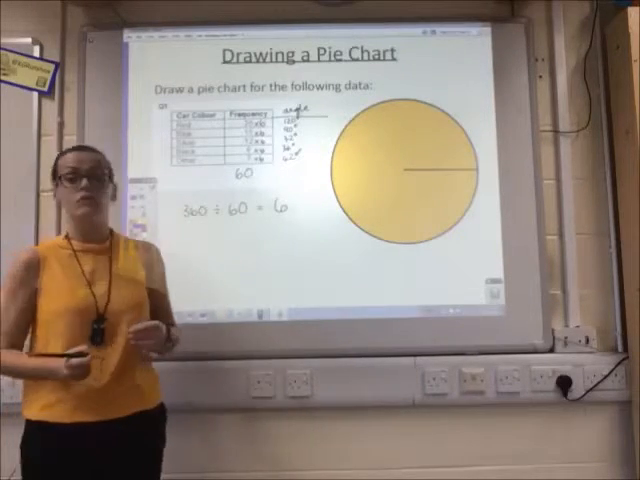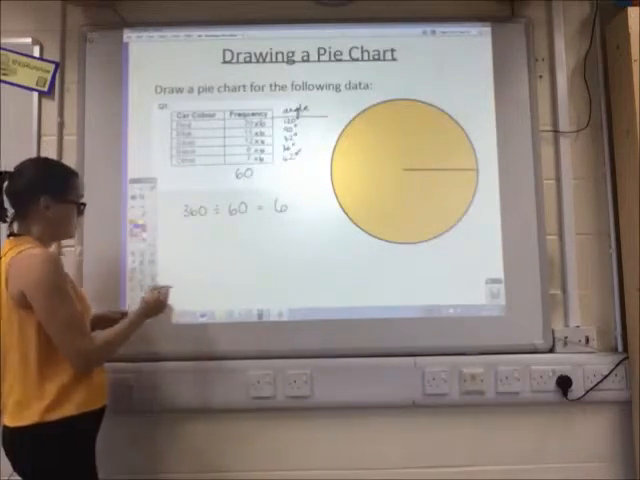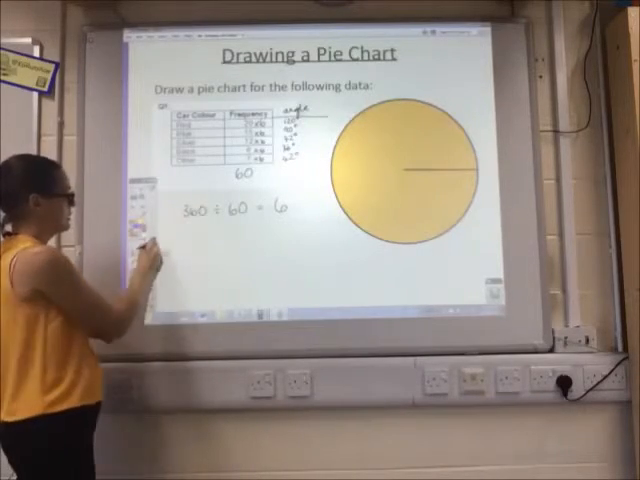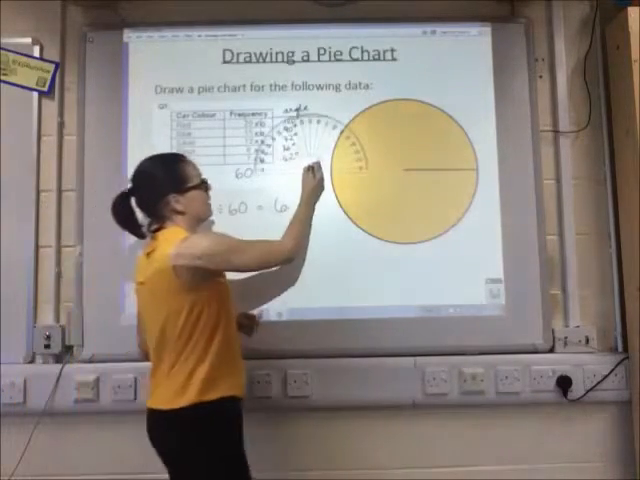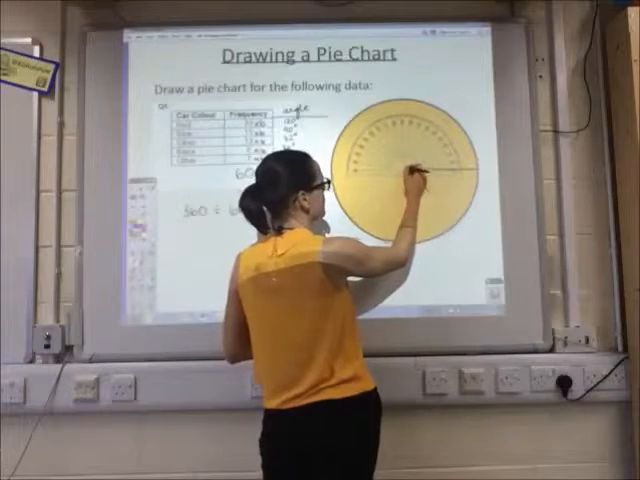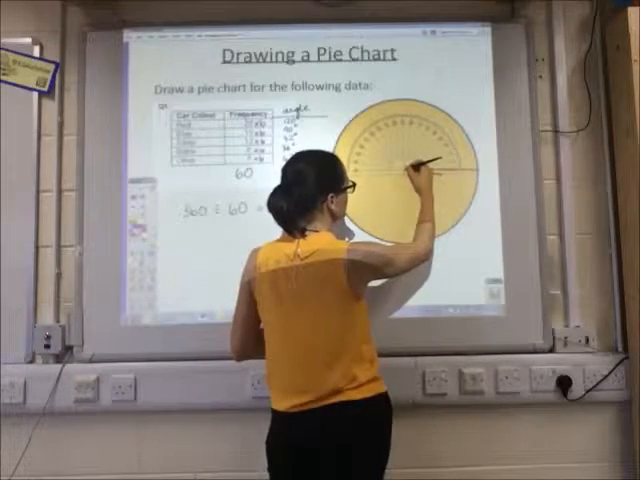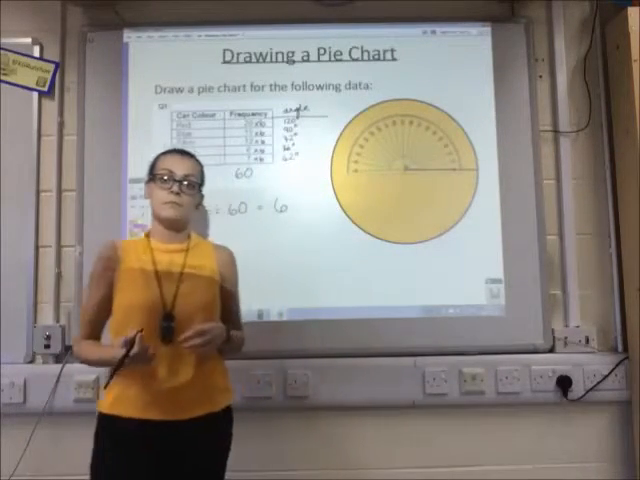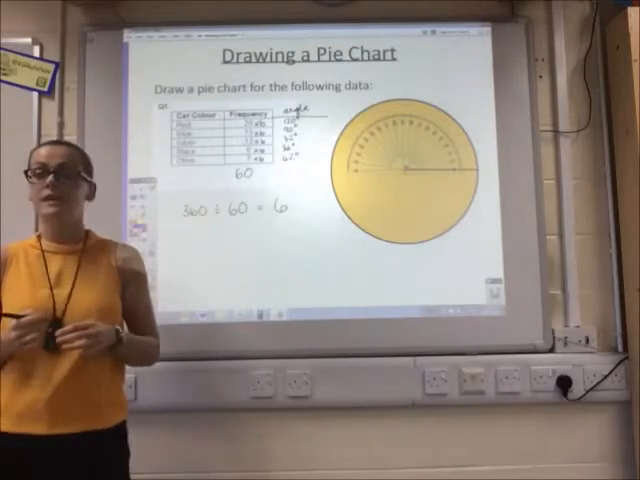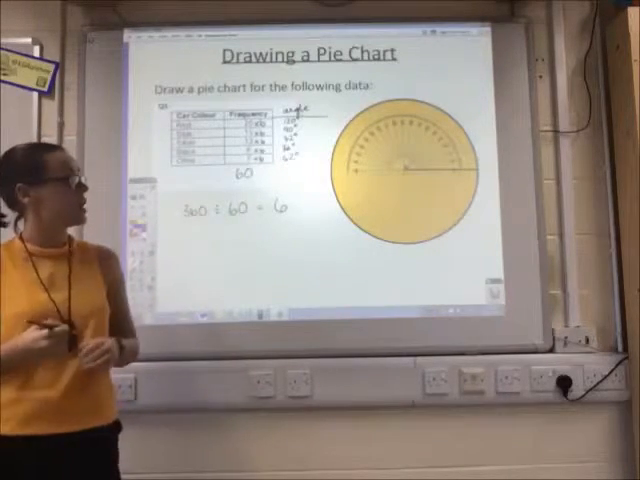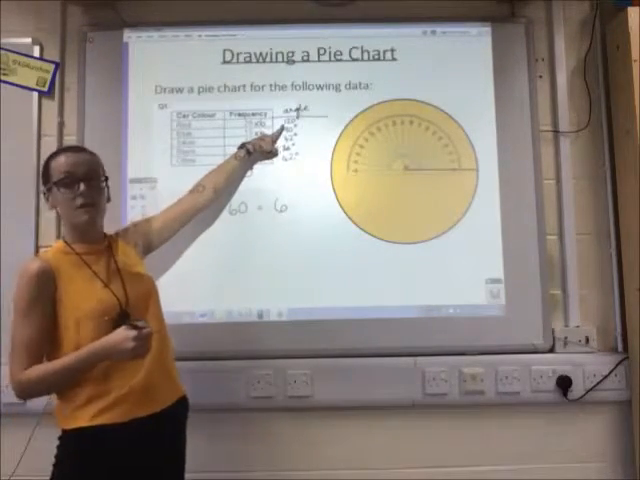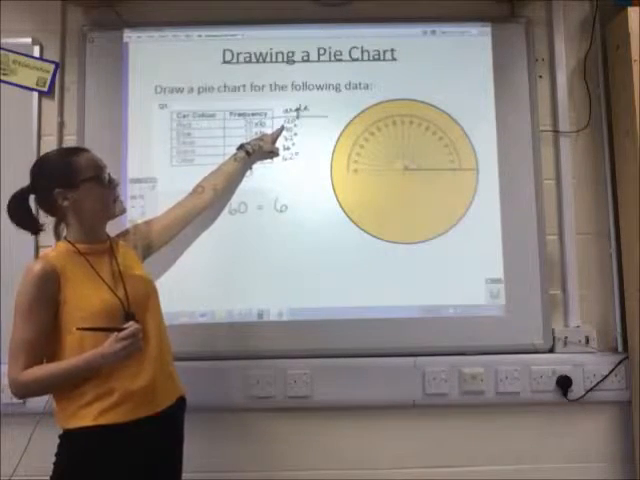Now we've got to actually draw the pie chart. So let's get our protractor and let's pop it in the middle of the circle. And the circle will always be drawn for you. You just need to use it in your exam. So if I pop the protractor right in the middle of that circle for my pie chart, the first section that I need to measure out is 120 degrees.